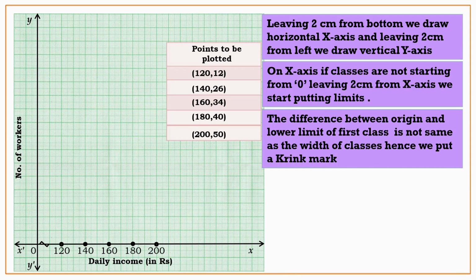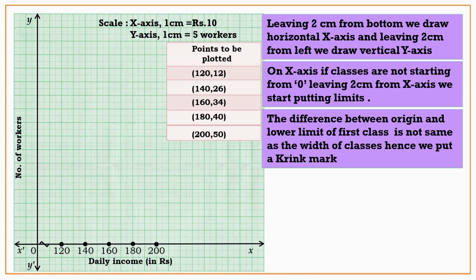The difference between the origin and the lower limit of the first class is not the same as the width of the classes. Hence, we put a kink mark, since from 0 to 120 the difference is not the same. In the other cases the difference is always the same, that is 20. So since it is not the same, we put a kink mark to indicate that in between there are numbers. This is the area where it denotes the gap up to 120.